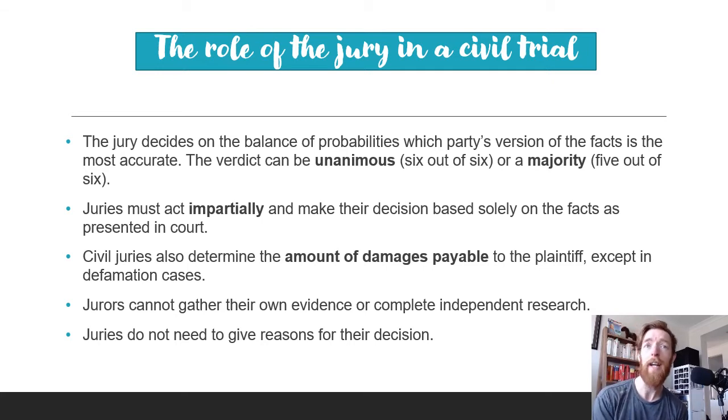Jurors cannot gather their own evidence or complete independent research, like we talked about just before, and juries do not need to give a reason for the decision, which is always our greatest weakness overall. They just say liable or not liable, and there's nothing else. It's not like they're liable because of these reasons, it's just we think they're liable or not liable, and these are the damages. And that can be an issue because, well, what if they've made a bad decision? You want to know the reasons why, to know that they're not being biased in any way.